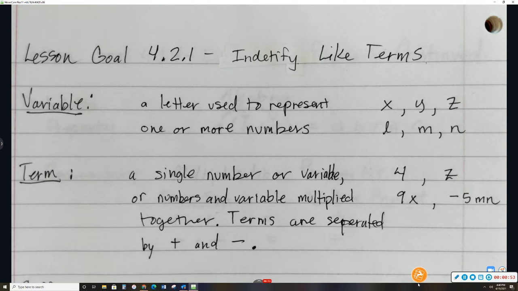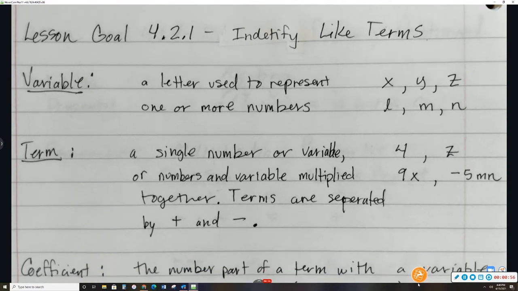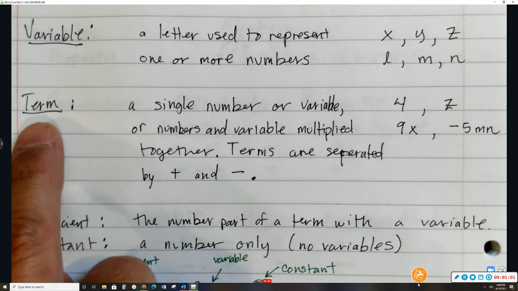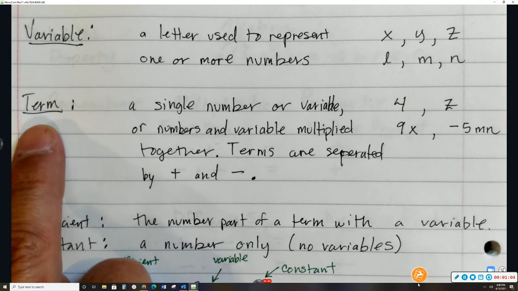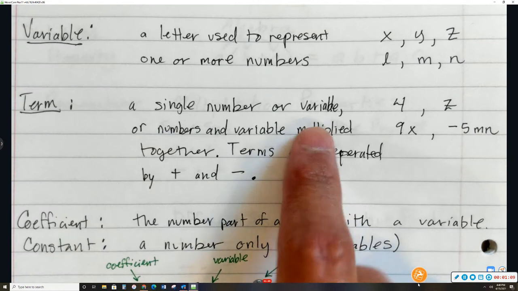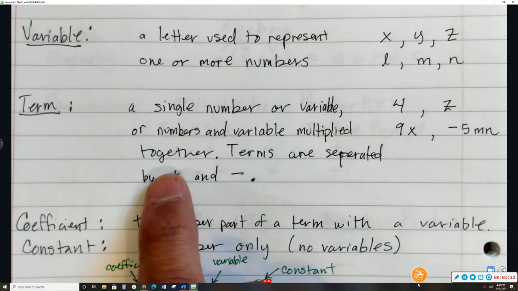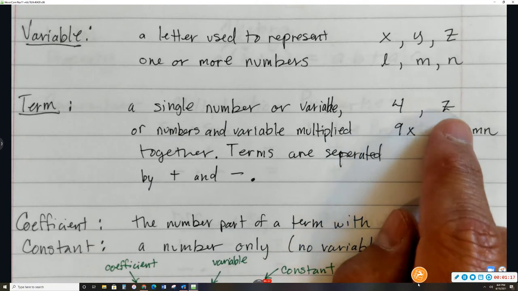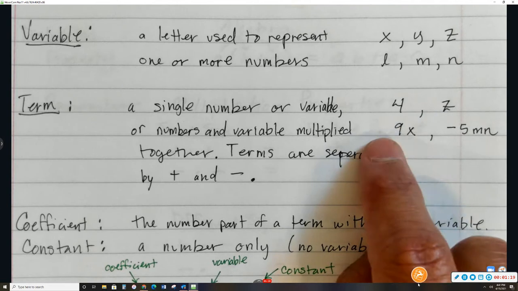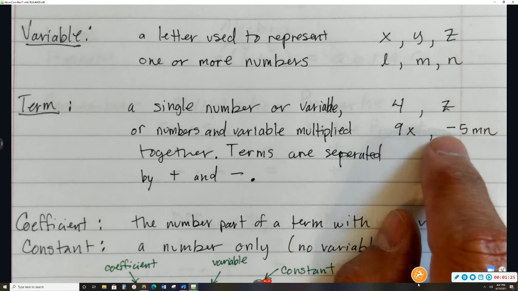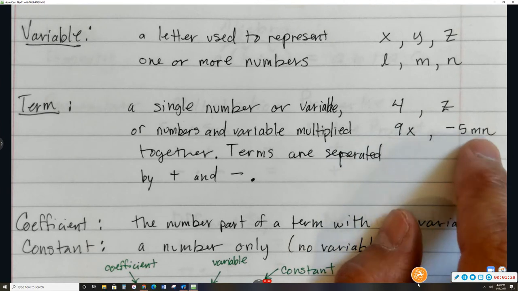Okay. And then we also have a term. So whenever you hear me say term, it's either a single number or a variable, or it's numbers and variables multiplied together. Okay, so here, like this is a term, just 4 by itself. Z by itself is a term, or if you take and multiply 9 times x, that's also a term. Or even if you multiply like a combination of numbers and letters, -5 mn, that's also a term.